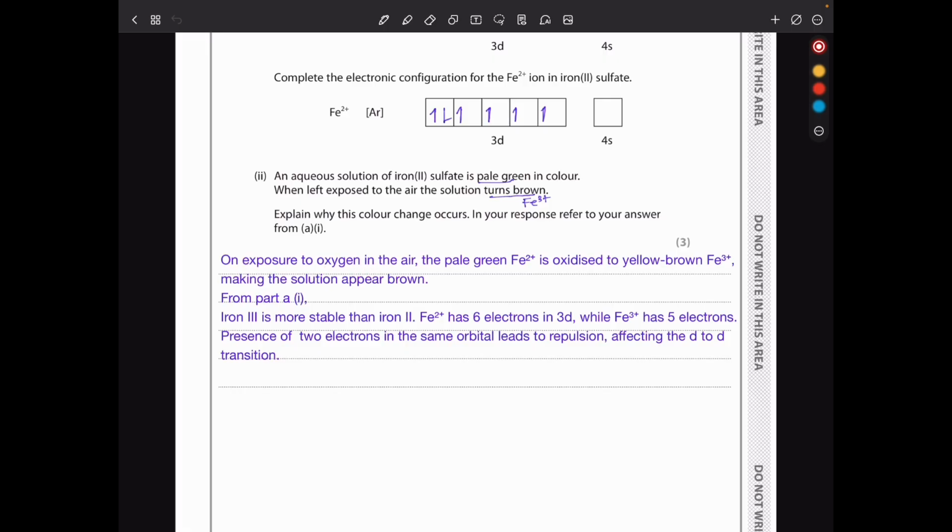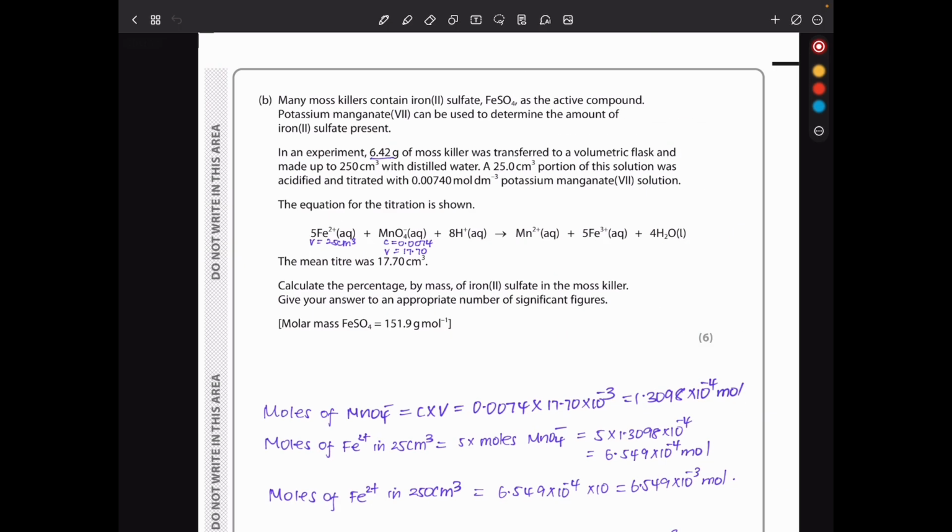So I said on exposure to oxygen in the air, the pale green iron 2 is oxidized to yellow-brown iron 3, making the solution appear brown. From part A1, iron 3 is more stable than iron 2. Fe2 plus has 6 electrons in 3D, while Fe3 plus has 5 electrons. So here there is pairing and here there isn't. Presence of 2 electrons in the same orbital leads to repulsion affecting the D to D transitions. And like I said, so different wavelengths of light are going to be absorbed due to that gap between the lower D and the upper D. And then different wavelengths of light are going to be left behind. That's why we see different colors.